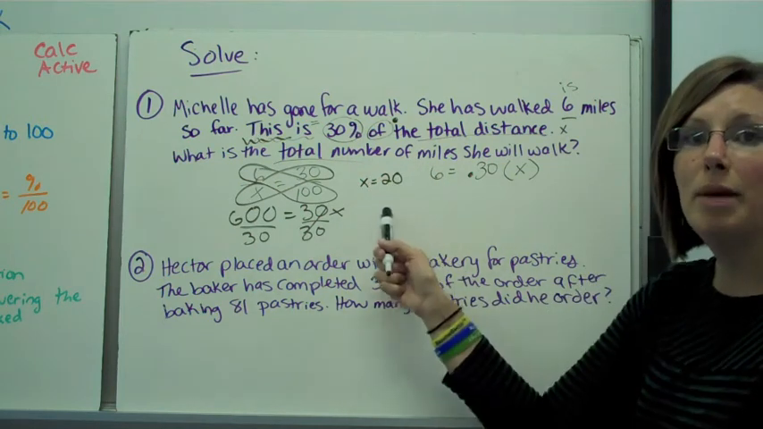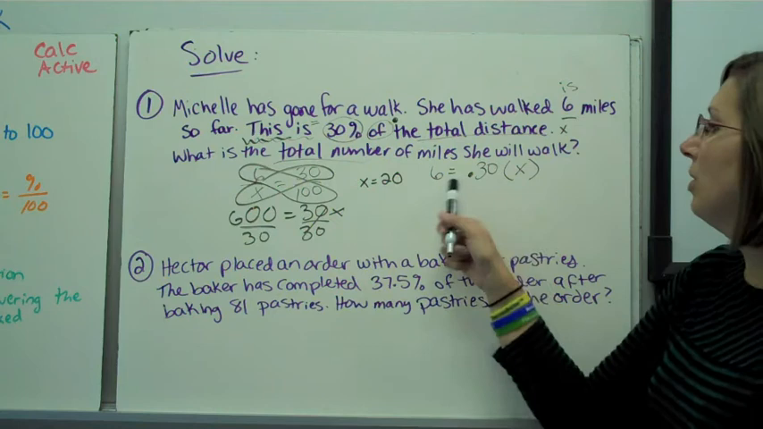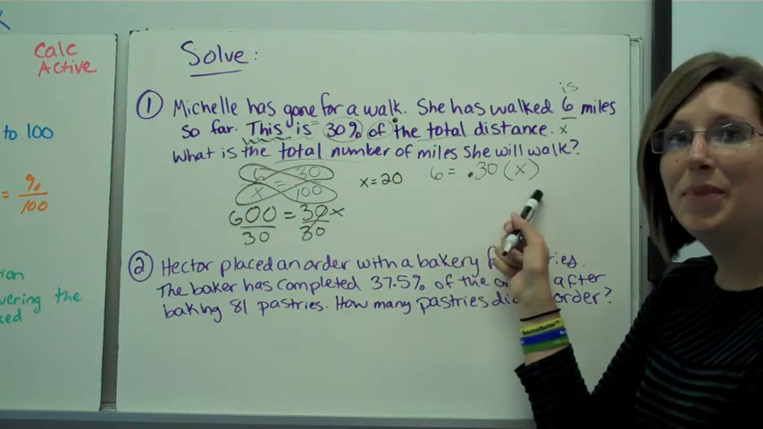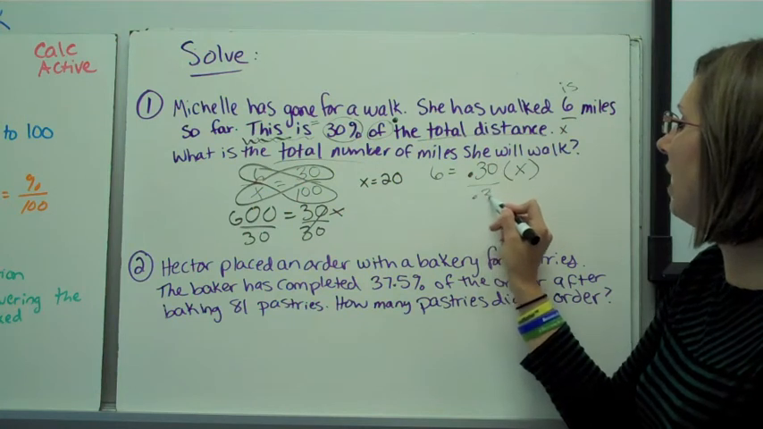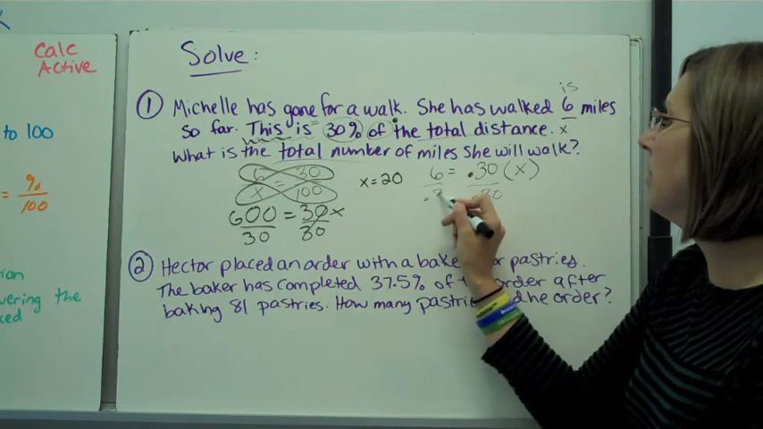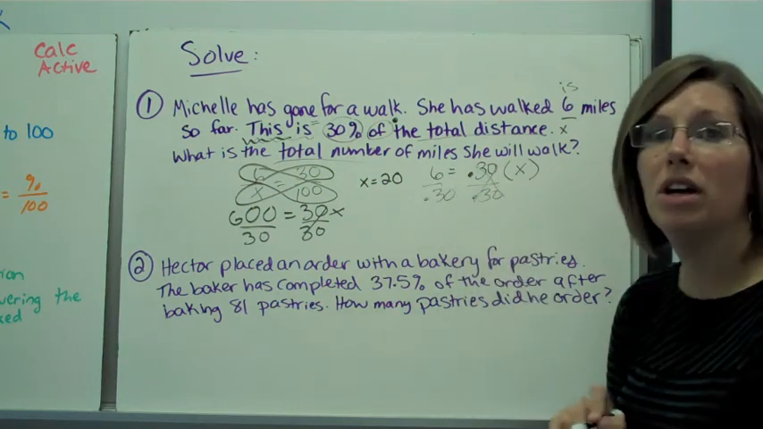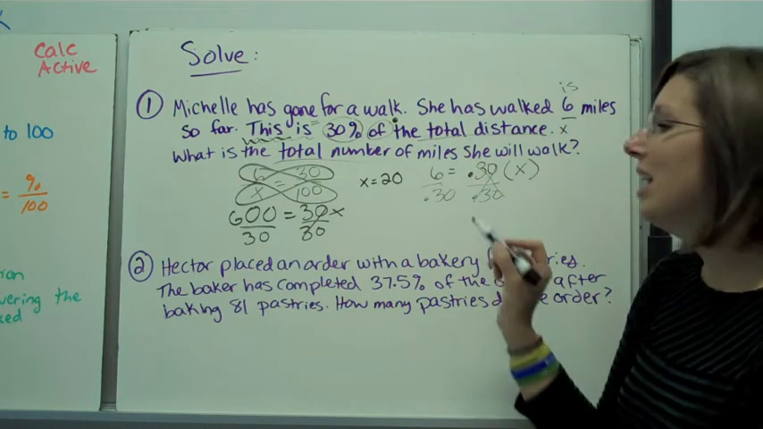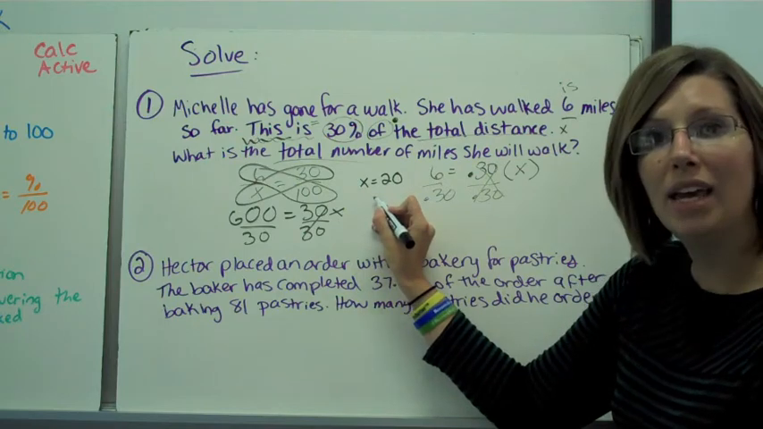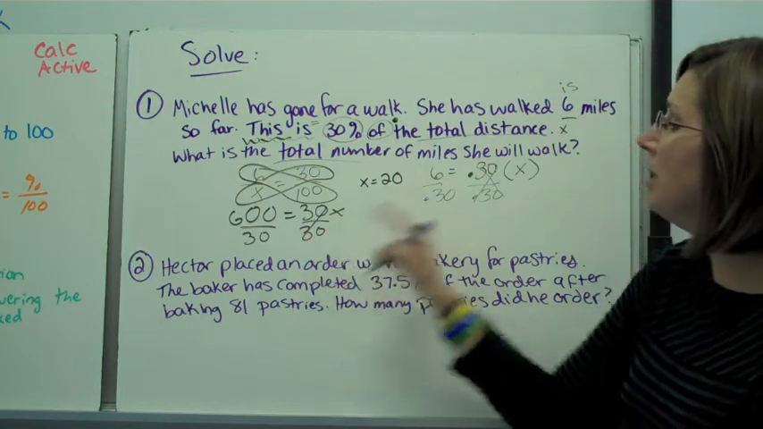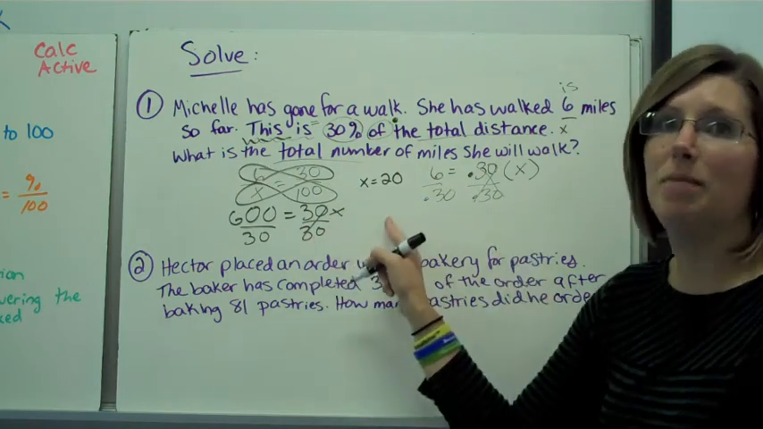Let's see if we get that same answer when we do it over here. So we have an equation, and again I want to use inverse operations to solve for x. So I divide both sides by my decimal. And this is where you're going to want to have your calculator handy. 6 divided by 3/10 is 20. So using both methods, I get to the same answer.